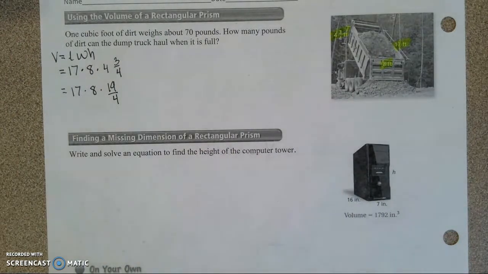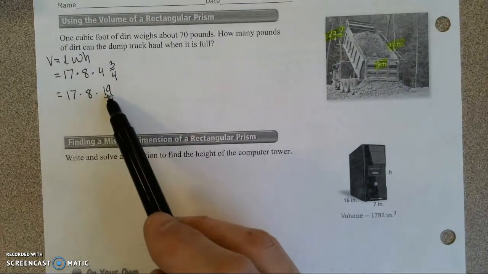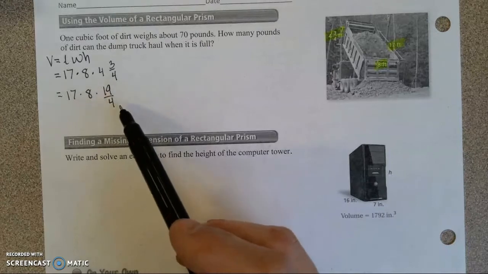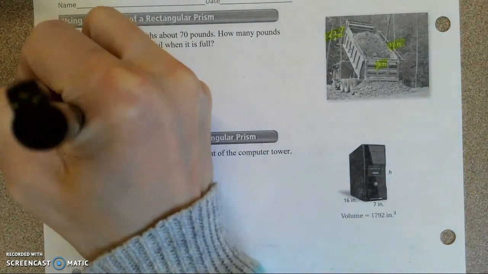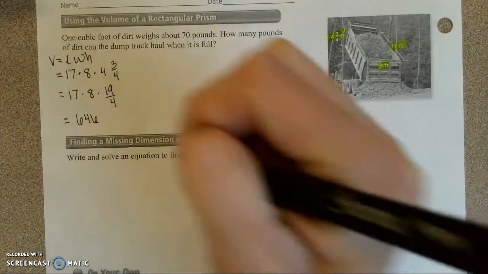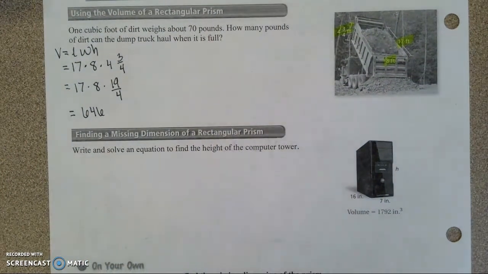Now, I'm going to make a deal with you guys. As long as you're writing out your work and doing everything you need to, I will allow you to use a calculator just for the sake of time, because I know multiplying out 17 times 8 times 19 by hand is going to take a little bit of time. So if you want to do it, it's okay, but if you want to pull out a calculator, I'm okay with that too. So you would do 17 times 8 times 19, get that product, then divide by 4. When you do that, you're going to get 646. But we're not done.